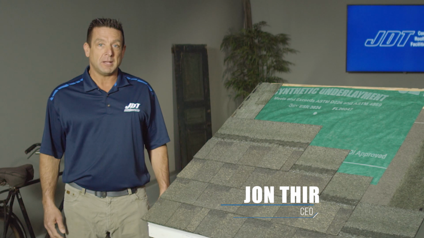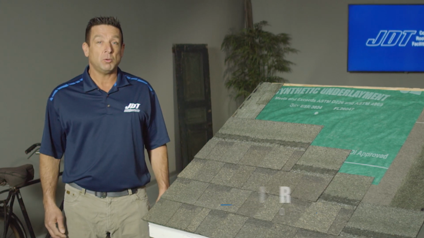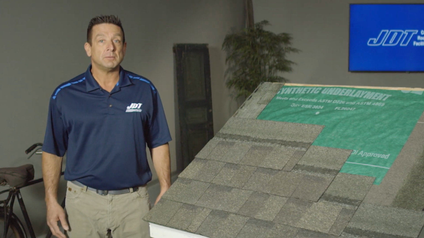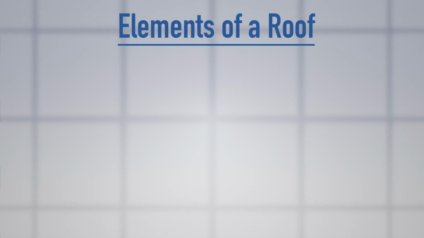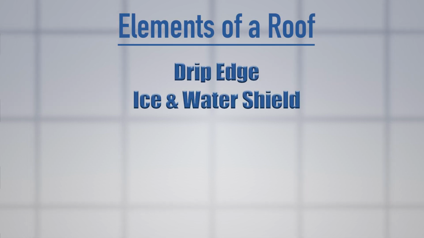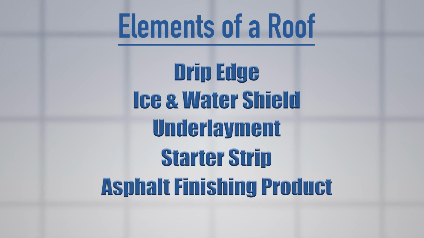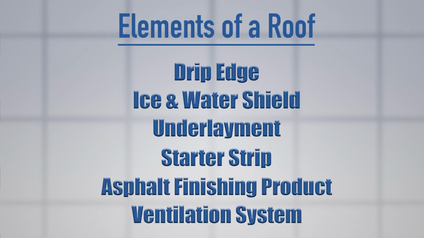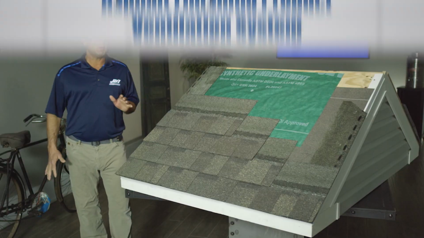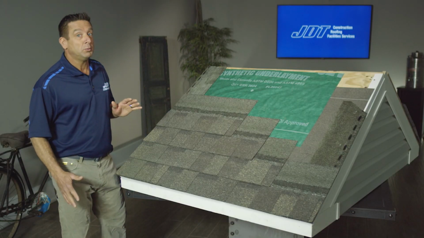Today, we're here to talk about the elements of your roof and why it's so important to have it professionally installed. The elements of your roof include a drip edge, an ice and water shield, an underlayment as a vapor barrier, a starter strip, an asphalt finishing product, and most importantly, a ventilation system. Let's start with drip edge and why it's so important to your roof.